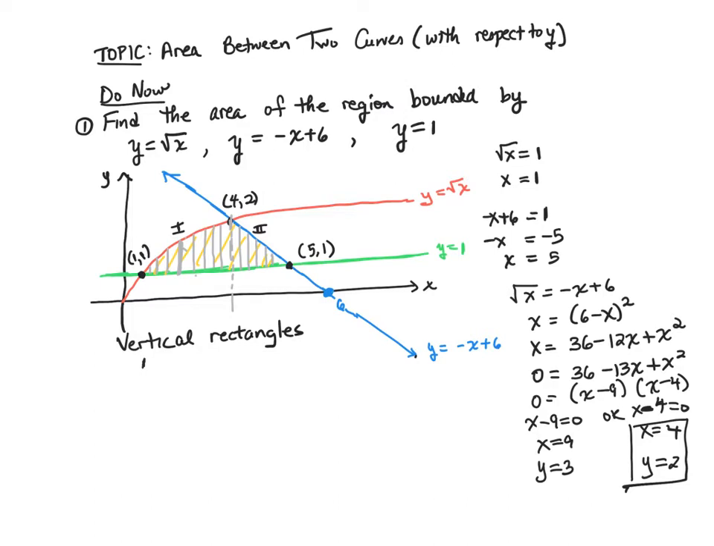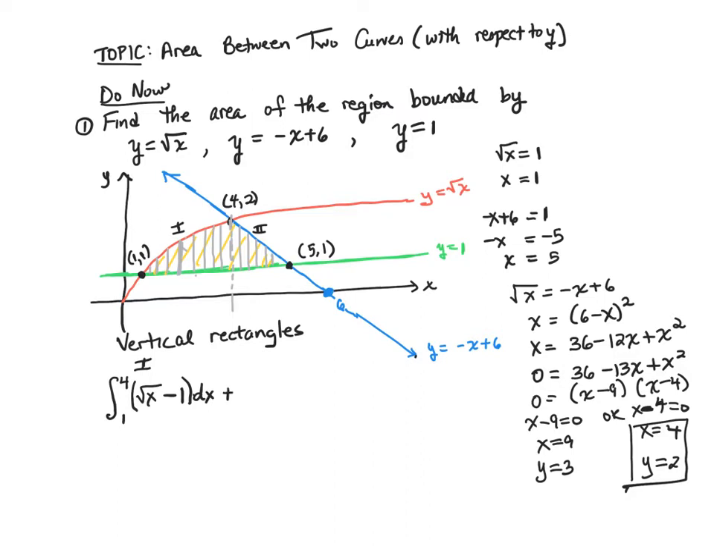So for region 1, the integral would be from x equals 1 to x equals 4 of the top curve, which is root x, minus the bottom curve, which is 1. And remember, if we're going to represent this in terms of x, y has to be isolated. So y equals 1 and y equals root x.